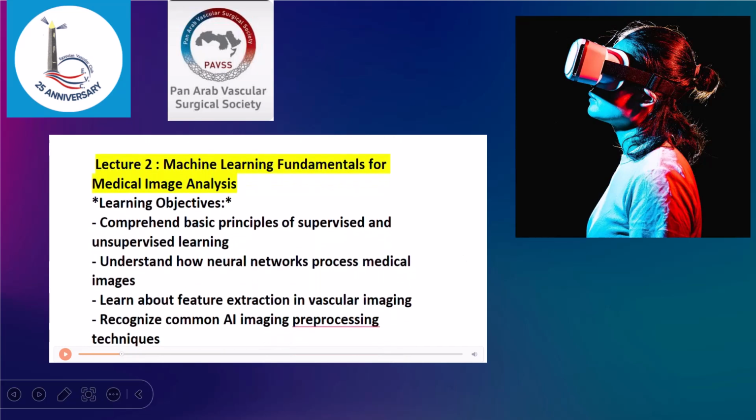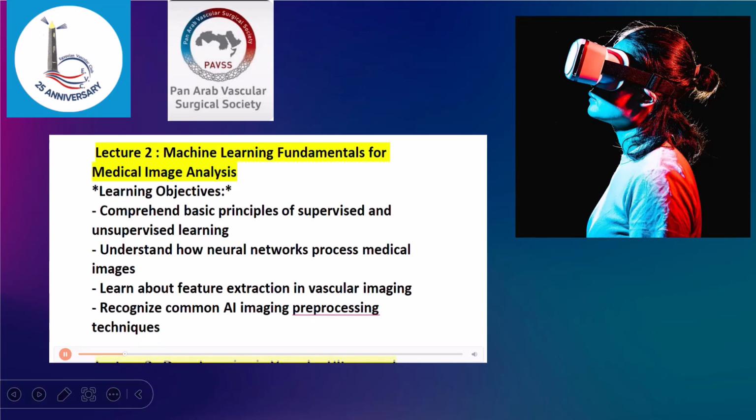In lecture number two, we're going to speak about machine learning fundamentals and medical image analysis, because AI looks at medical images pixel by pixel. It is different from humans, and in some specialties it has reached a superhuman level in diagnosis. And we're going to discuss what a neural network is, what a convolutional neural network is, what the types of these networks are, and how we can recognize AI imaging processing techniques.